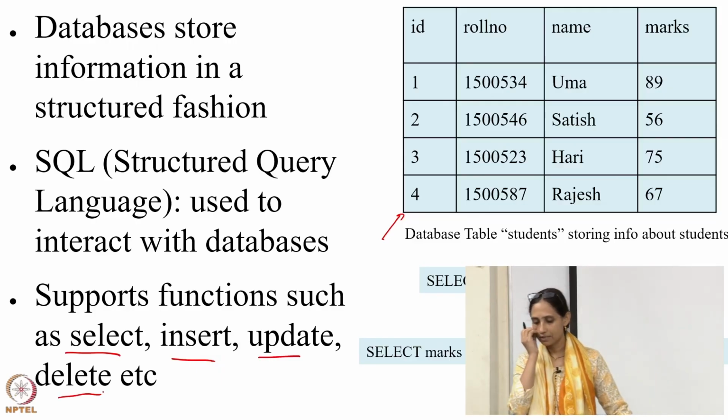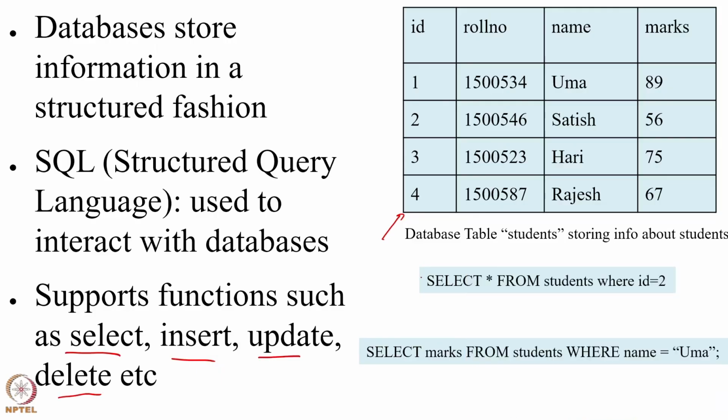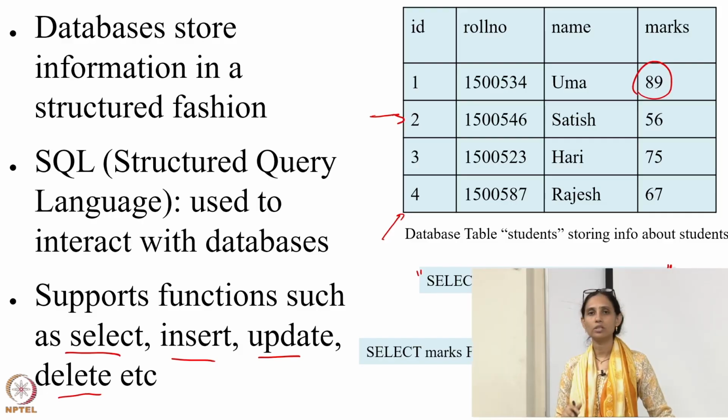So, for example, in this, if this was a database and if you put this query, which is select star from students where ID is equal to 2, star is a wild card. Basically it is telling give me all the entries for the student who has ID is equal to 2. So, this row will be output if you make this query. Okay. Similarly, here if you say select marks from student where name is equal to Uma, so it is saying give me the marks specific to Uma. Okay. So, this is the way you query the database to get whatever results you want.